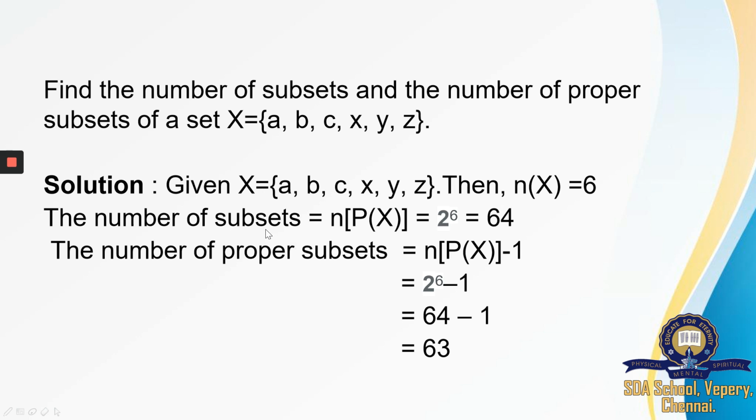So how do we find the number of subsets? By this formula, the number of subsets n of P of X is 2 power m. We studied this in the previous slide. Here we replace m by 6, because n of X is 6. So what is 2 power 6? 64. Now, in order to find the number of proper subsets, I have the formula n of P of X minus 1. What is n of P of X for me? It is 2 power 6, then minus 1. So it is 64 minus 1, and I get 63. Yes, students, I hope you have understood.